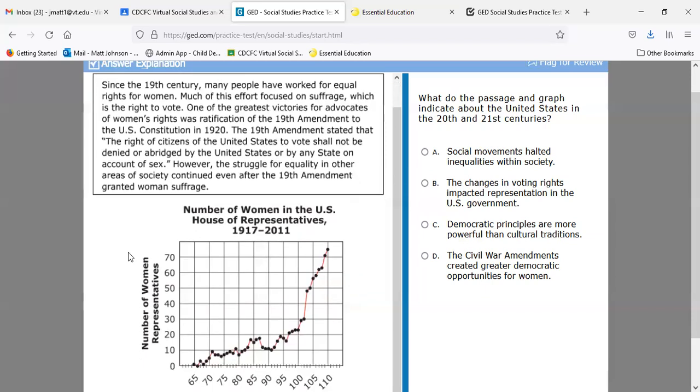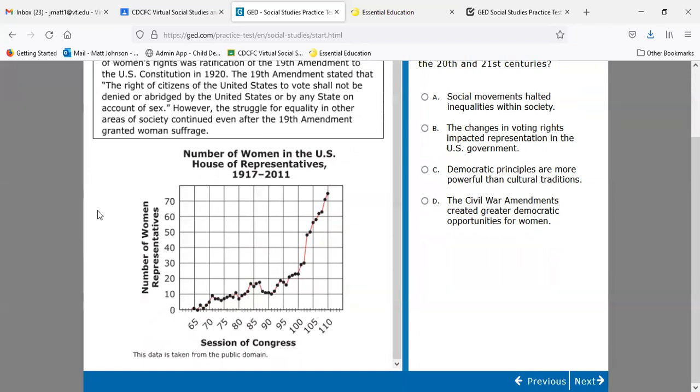Now, the graph we have here shows the number of women in the U.S. House of Representatives from 1917 to 2011. Okay, so let's see here. So it's going by sessions of Congress, right? So that's where it starts, around 1917 or so, and we see maybe one in the 65th session of Congress, and then over time, right, we see quite a steady increase.